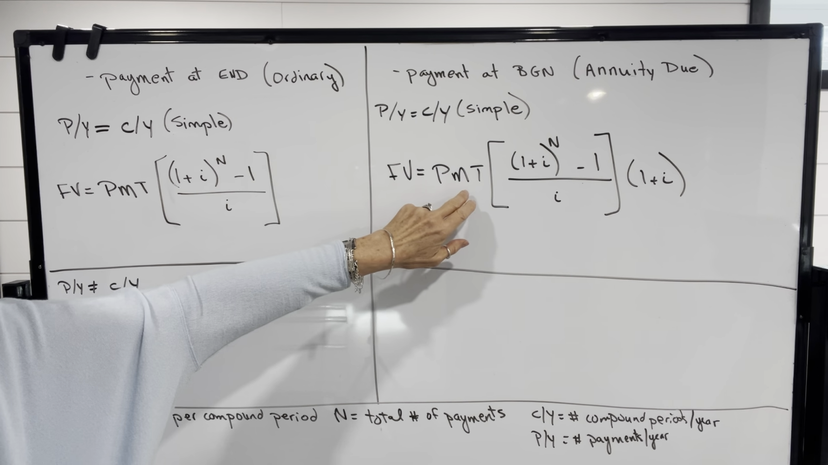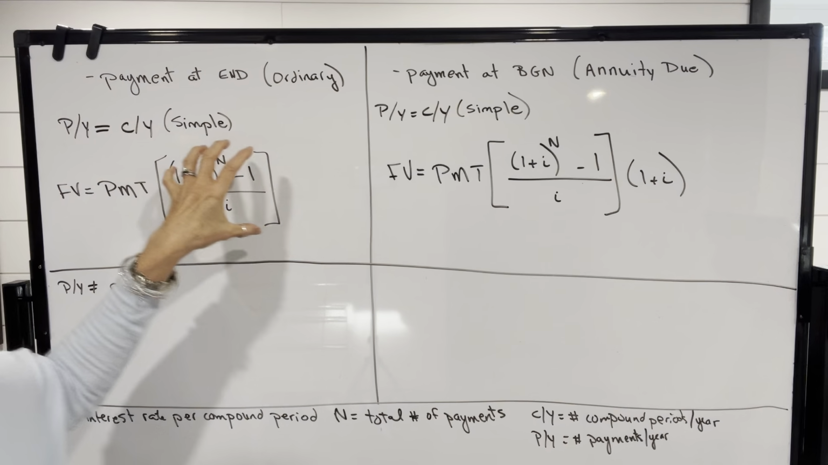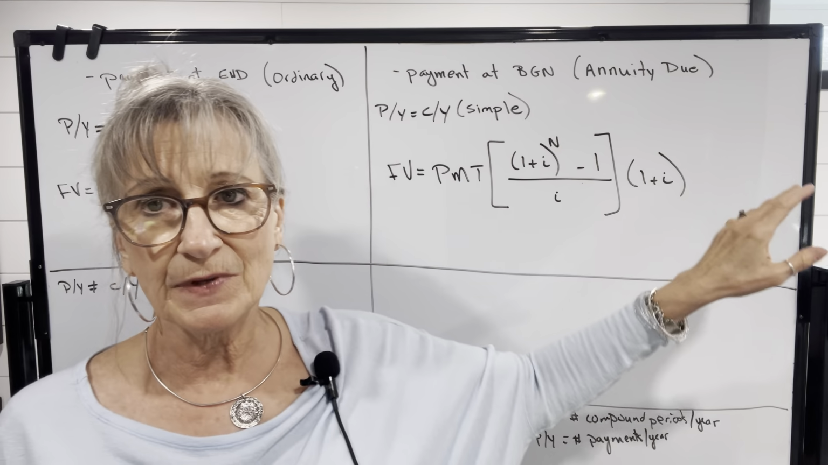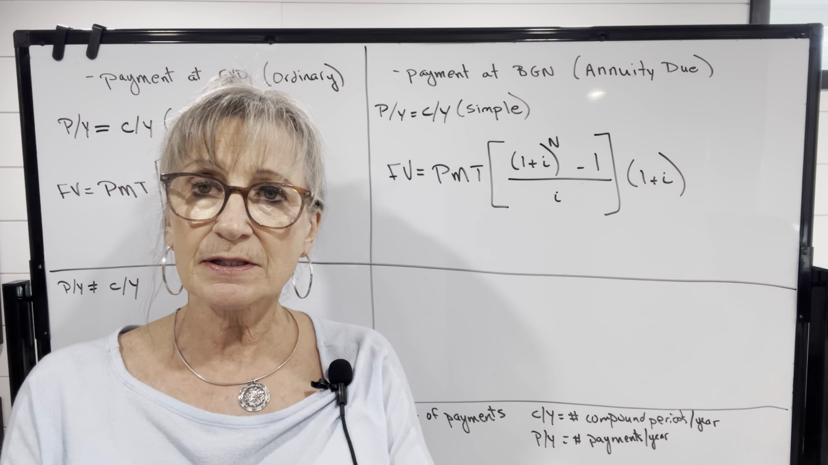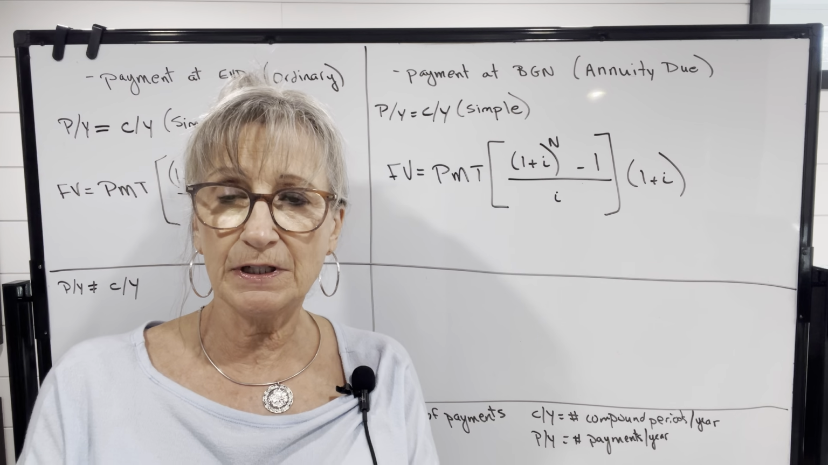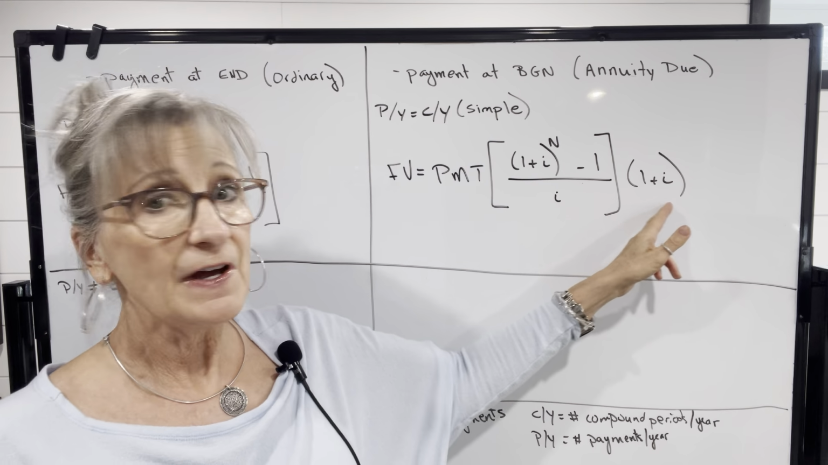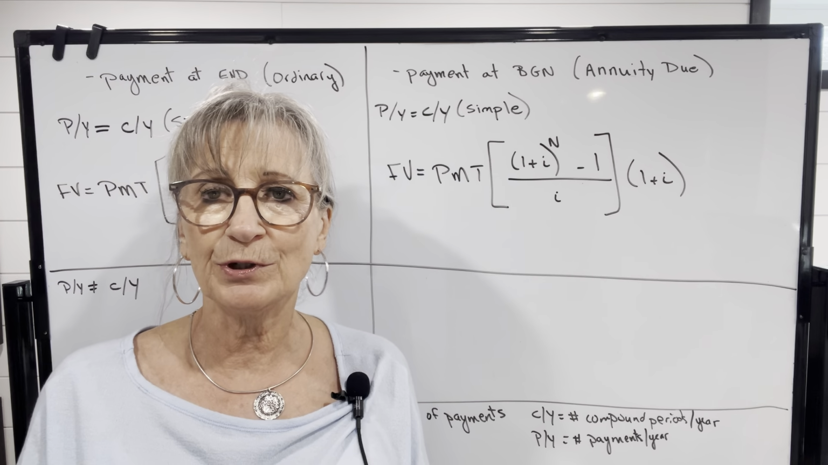Future value is equal to the payment times the same expression as here. But in addition, we multiply by 1 plus i. The reason we do that is because the payment is at the beginning of the interval. That gives us 1 extra compound period. So that factor adjusts for that extra compound period.